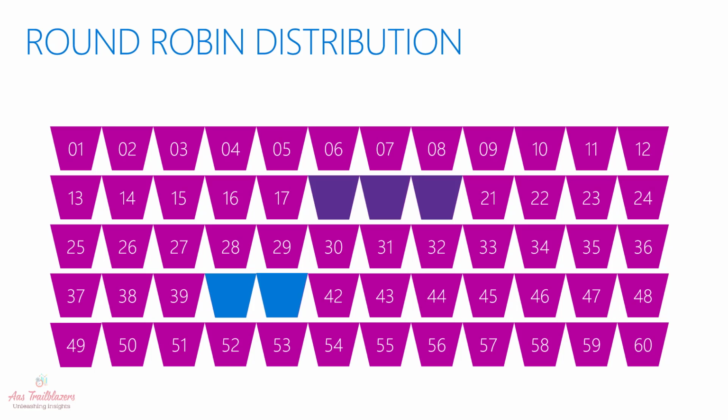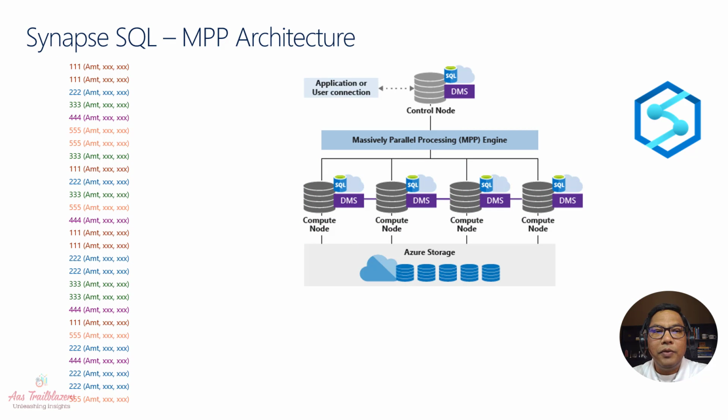Now let's look at one practical example of how it gets stored. Let's say we have this data on the left side which we need to store into a round robin table, and this is data for a transaction table. What we see here is 111 or 222 or 333. These are product keys, and for each of the product keys there is other information like transaction ID, transaction date, and all those things which are not relevant for this discussion, but consider for each of this product being sold, the amount is provided over here.